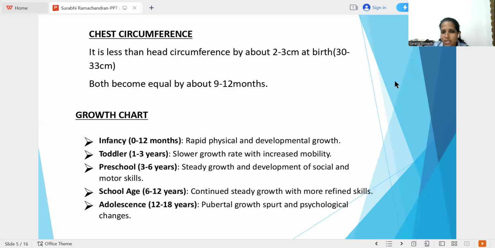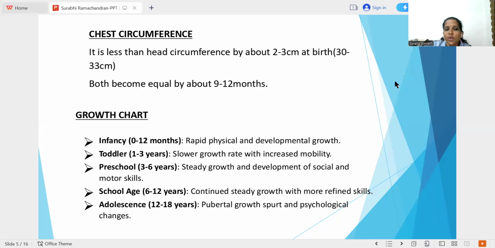These are the main points in anthropometric measurement: the height, weight, chest circumference, and head circumference. So in this, they may ask the normal height at birth. What is the height of a child? What is the normal weight of the child? So many questions they will ask.